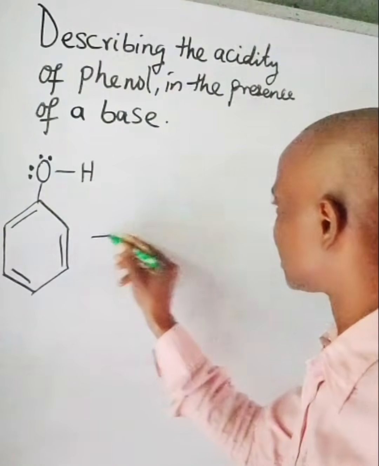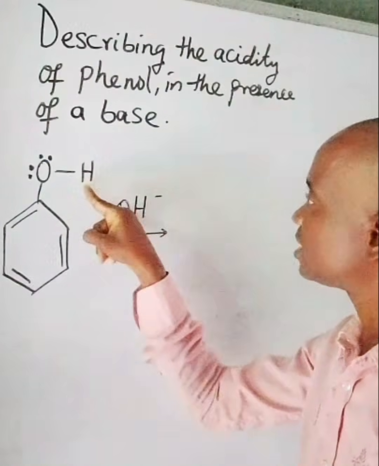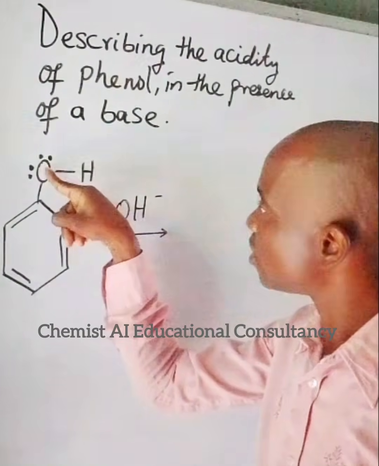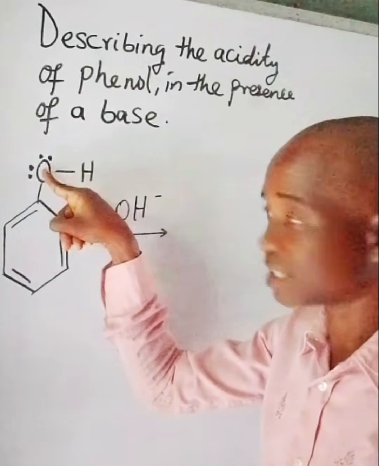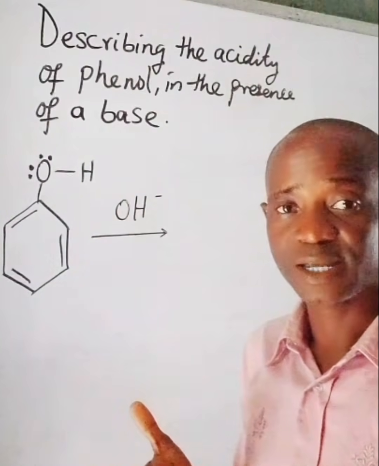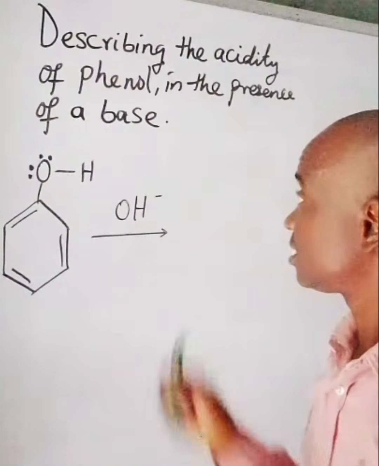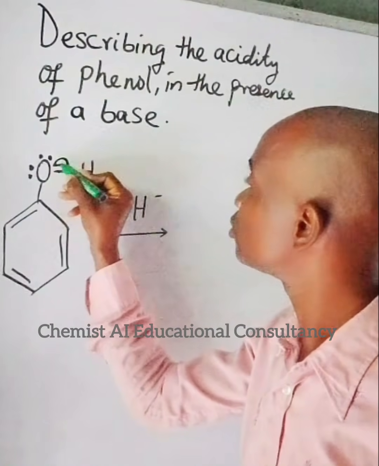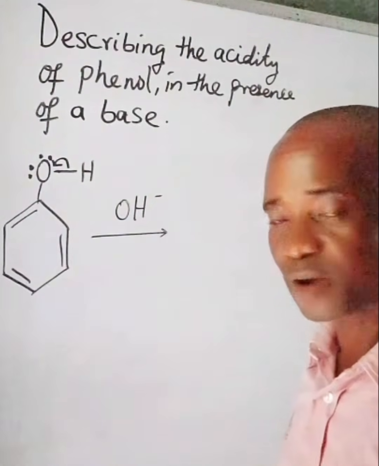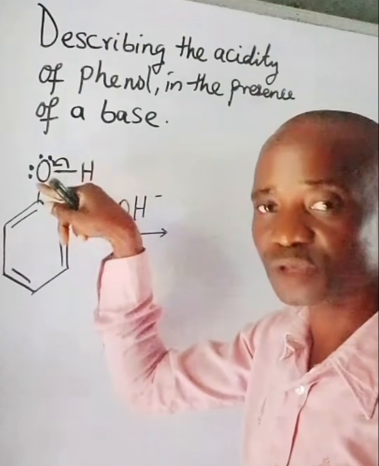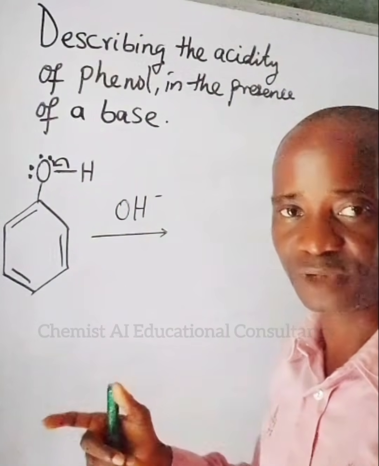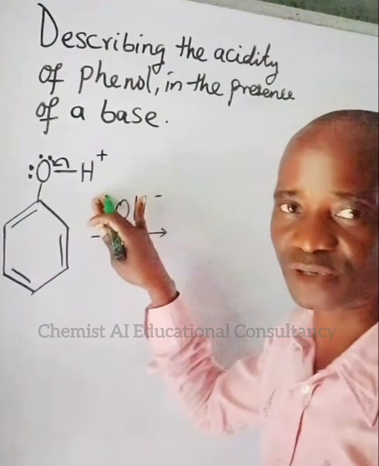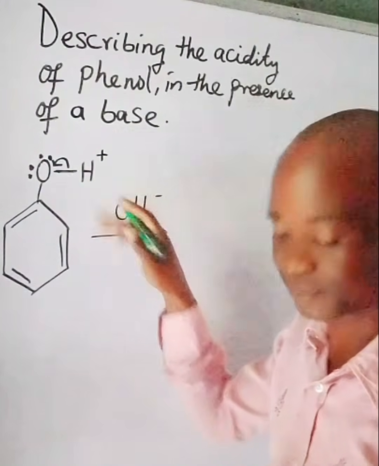Now, in the presence of a base, this particular proton becomes susceptible to being lost. Oxygen is more electronegative than hydrogen. What this implies is that the bond pair of electrons are going to shift to oxygen. So the arrow goes from the bond to the oxygen atom that is more electronegative, creating a free hydrogen ion called proton, which is positively charged.